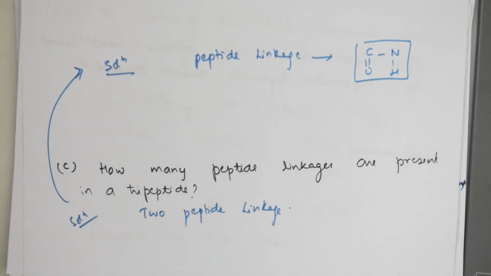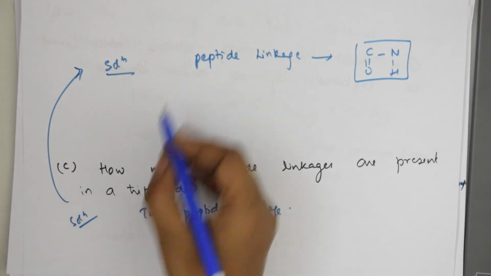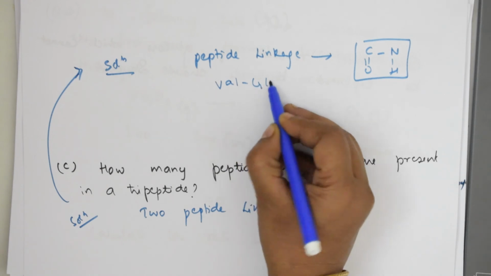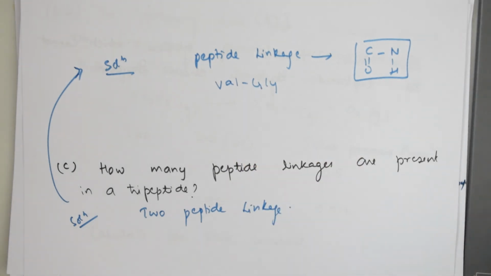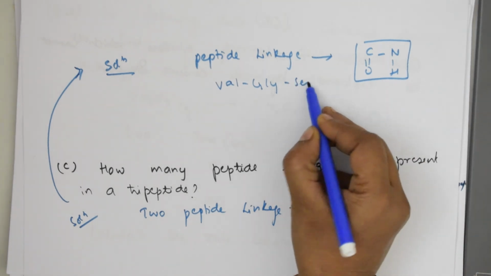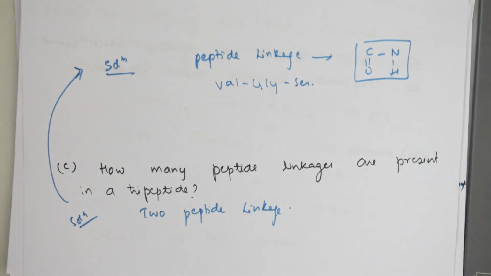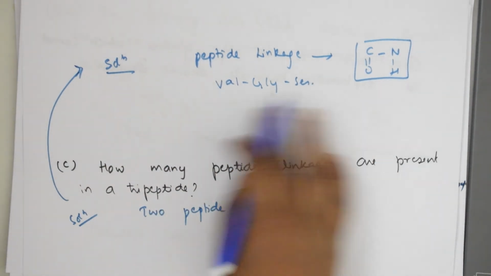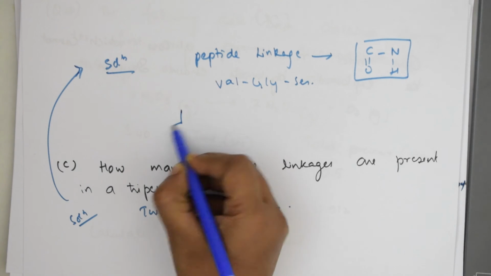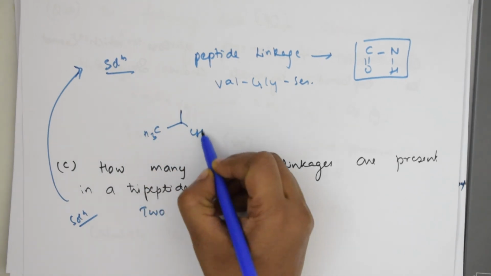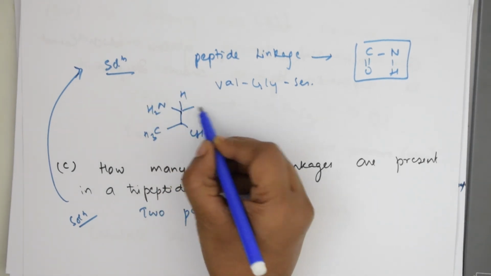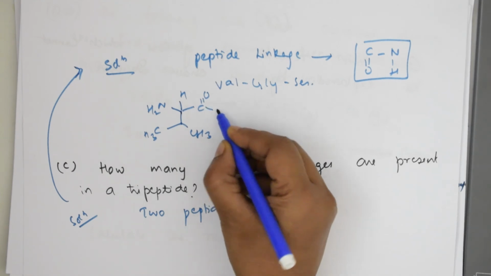Let me show you. Suppose I take a tripeptide, for example valine, glycine, serine, like that. I'm just showing it at a stretch. When I take this example, this is a tripeptide, isn't it? All are linked together. So first of all, let me draw the structure of valine and explain. CH3, hydrogen, NH2, C double bond O, NH.